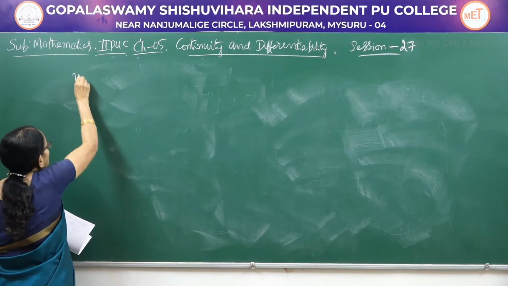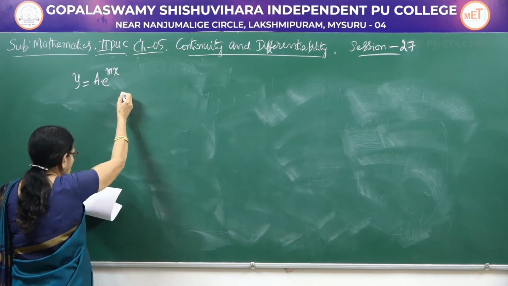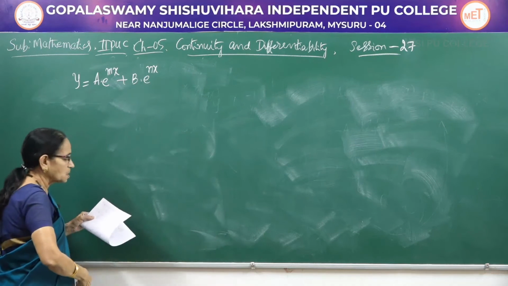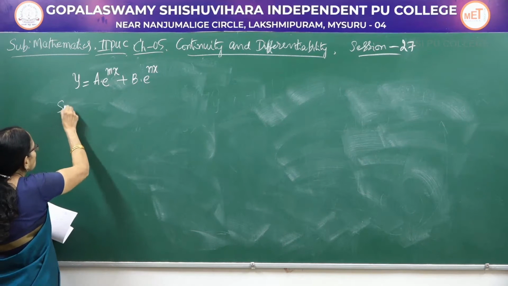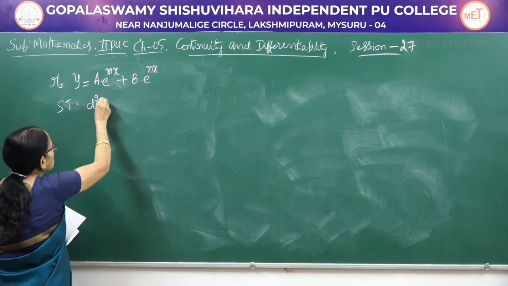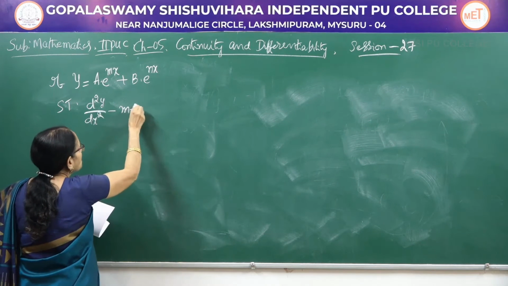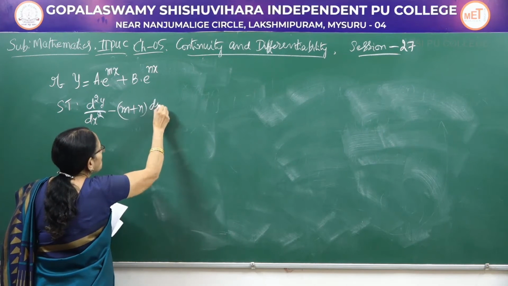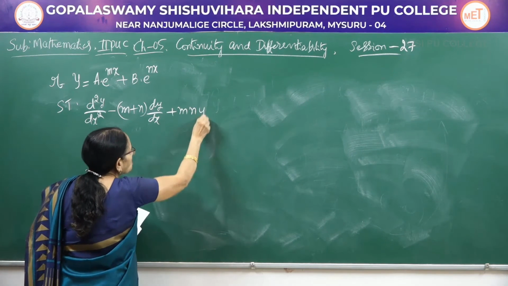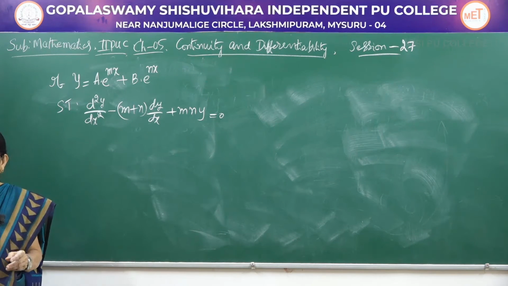If y is equal to a into e to the power mx plus b into e to the power nx, then show that d square y by dx square minus (m plus n) into dy by dx plus m into n into y would be equal to 0.